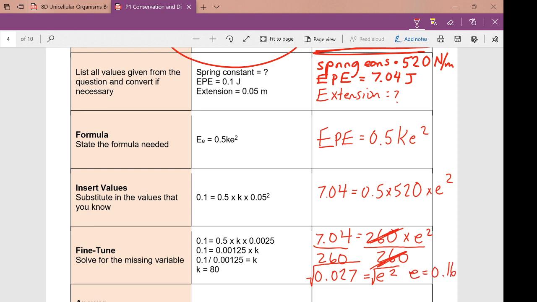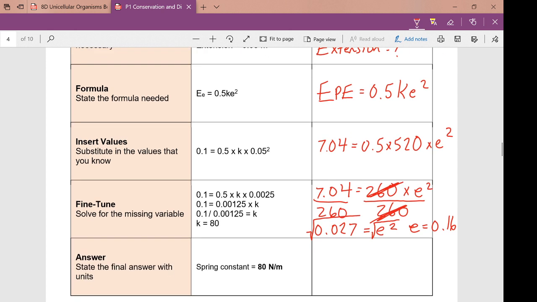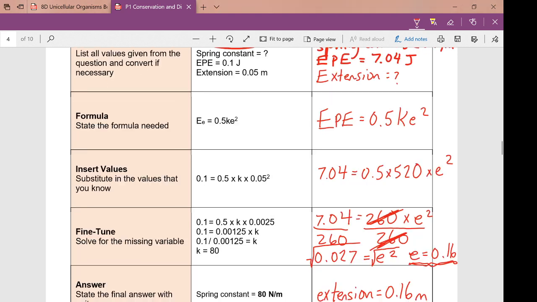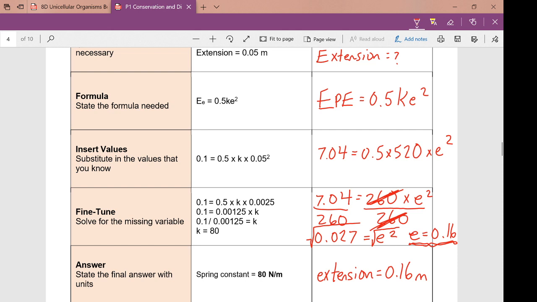So I just square rooted that in my calculator because, I mean, I don't know about you, but I can't square root 0.027 in my head. So my extension is 0.16 meters. And that's my final answer.